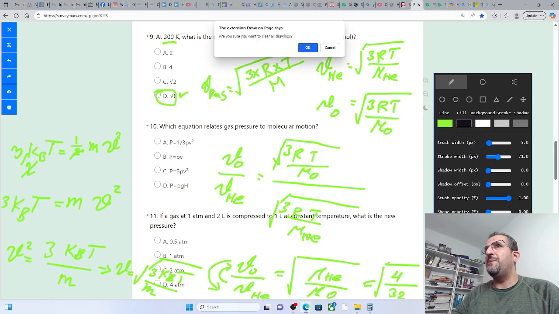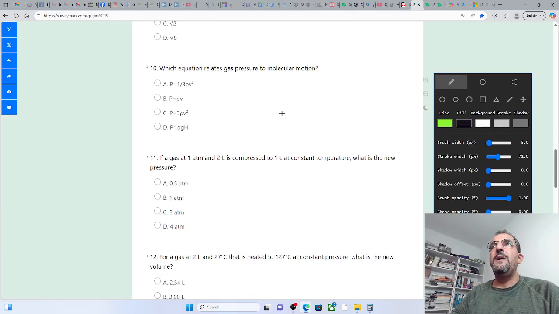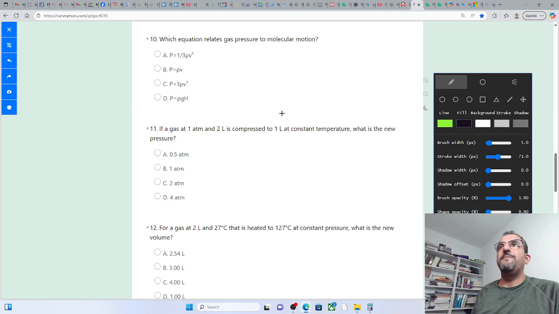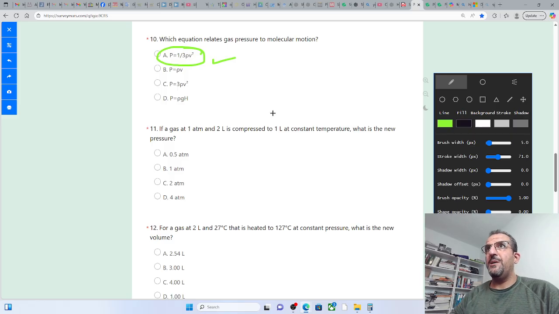What I'm going to do right now is move to question number 10. In question number 10, I have: which equation relates gas pressure to molecular motion? This is the equation, guys, that relates gas pressure to molecular motion.